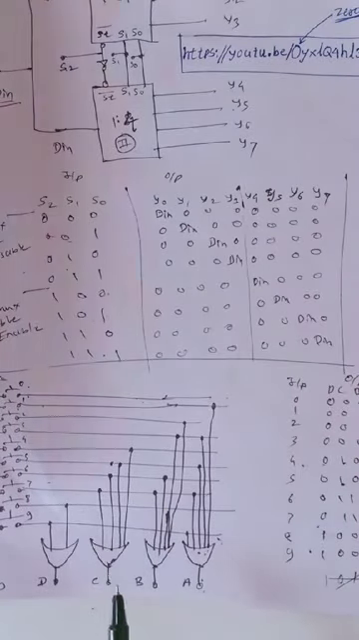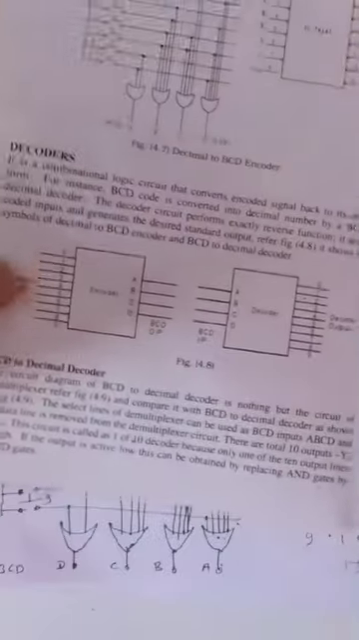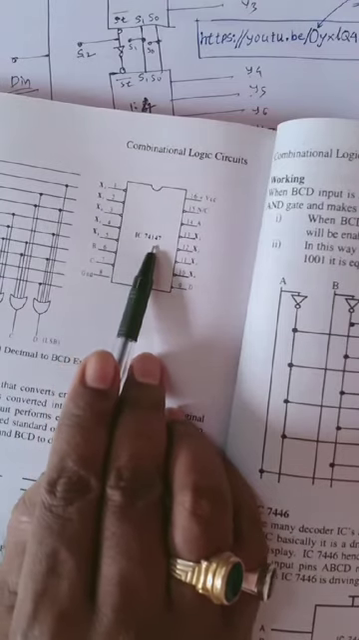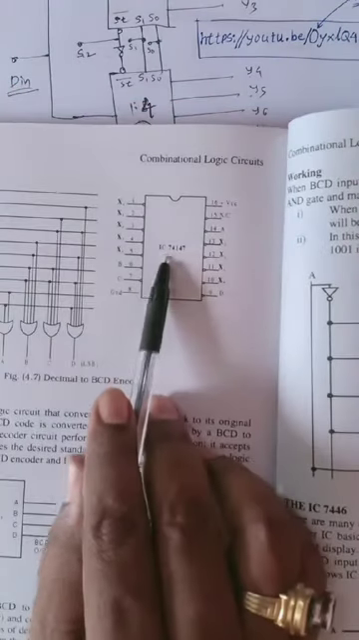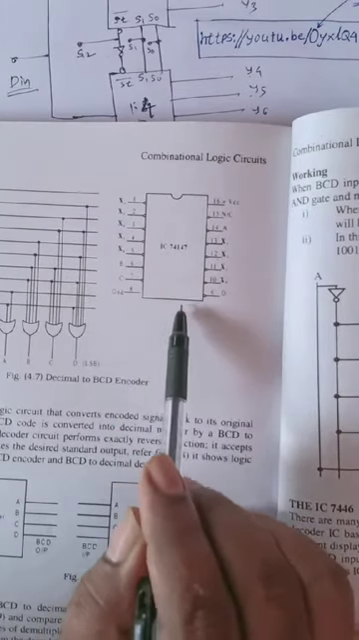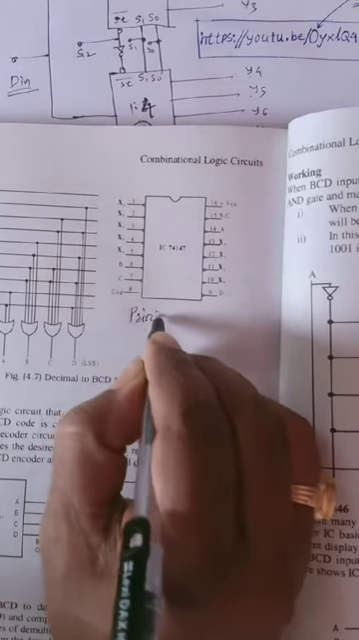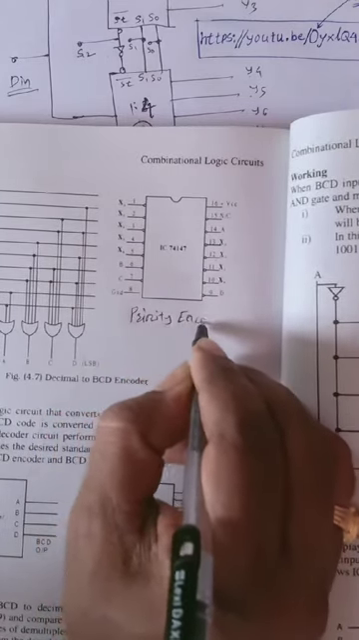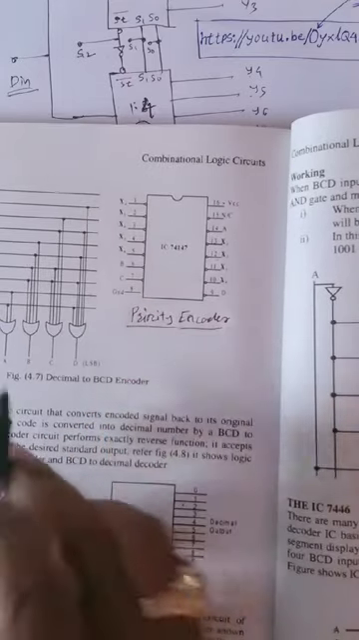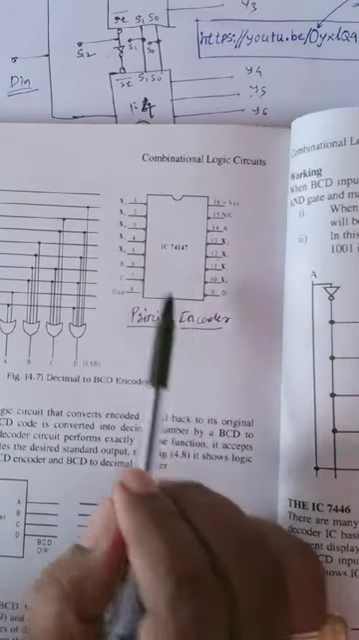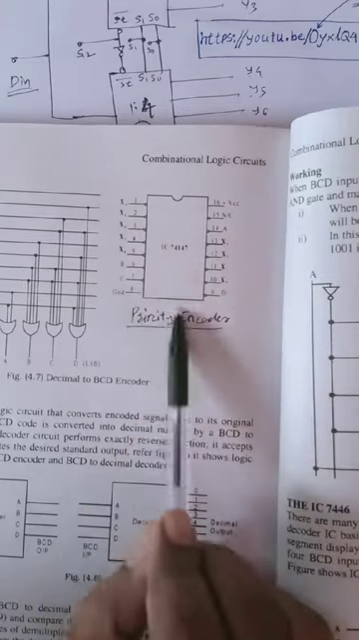For that reason we are not using this circuit in coded circuits. There is another IC called IC 74147, which is a priority encoder. What is meant by priority encoder? This is the simple encoder and this is the priority encoder. It means that priorities are given to the inputs.